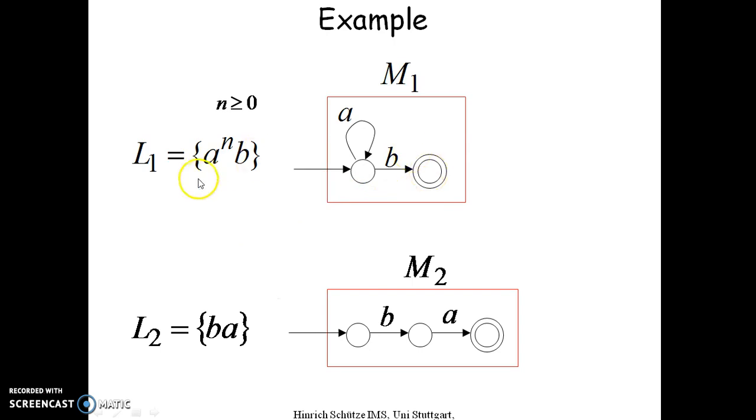Let me consider one example where L1 is a to the power n b. So the NFA will be any number of times a, then b. And the other example is ba. So this is the example. We'll see the union of it.